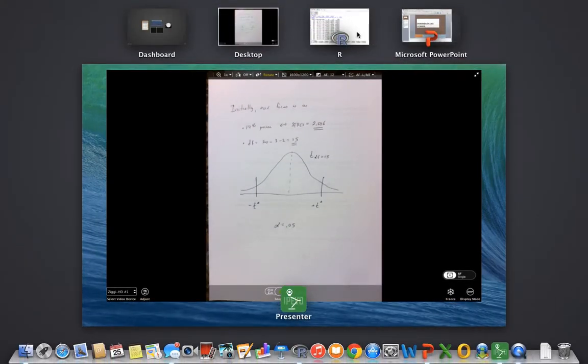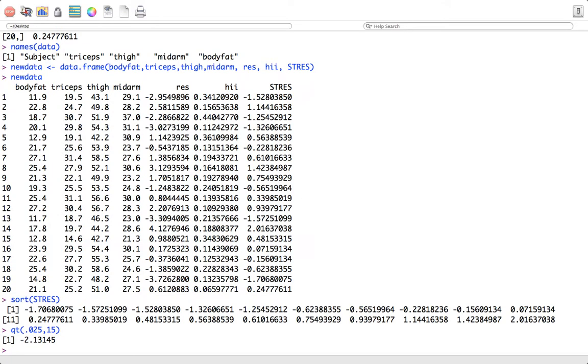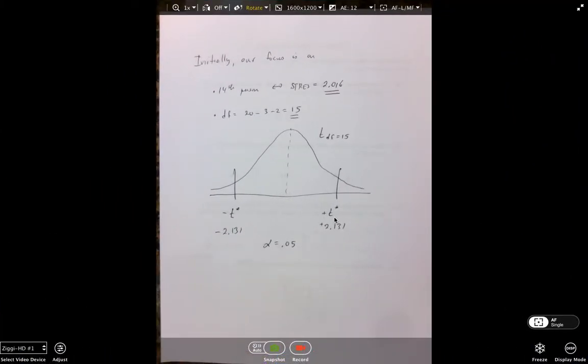Okay, so let's go do that. That's going to be really easy to do. So we just do QT of 0.025, degrees of freedom 15, and we see that it's negative 2.131. And of course, positive 2.131. So we can calculate the p-value pretty straight up here.